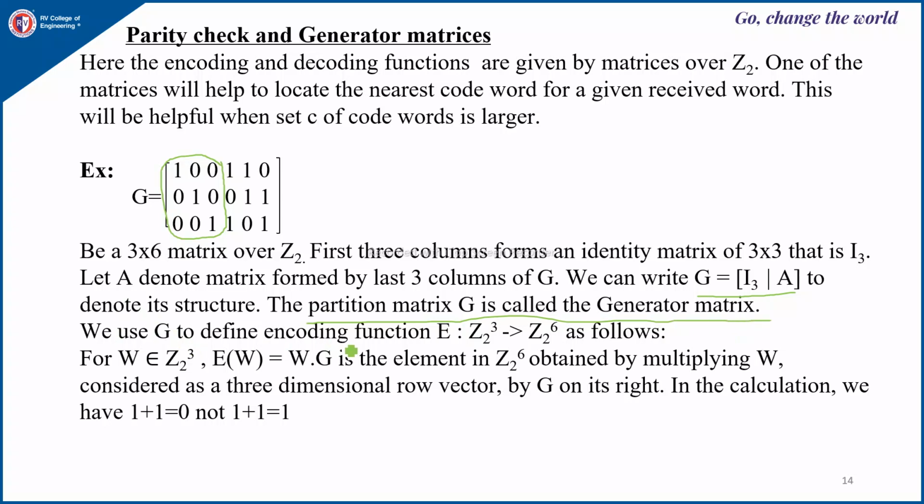Now we use G to define the encoding function E, which converts this 3-bit binary data into 6 bits as follows. Suppose W belongs to Z2³. The encoding function is obtained by multiplying the word by the generator matrix, which gives an element in Z2⁶, obtained by multiplying W, considered as a 3-dimensional row vector, that is one row with three columns, by G on its right. In the calculation, we consider that 1 plus 1 is 0, that is 1 plus 1 is 2 modulo 2, and it is not considered as 1.